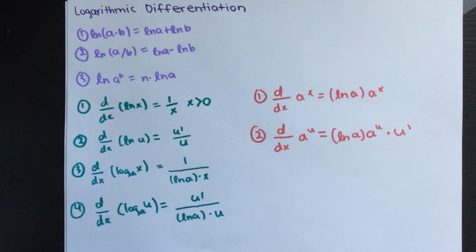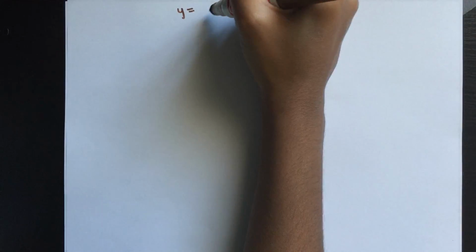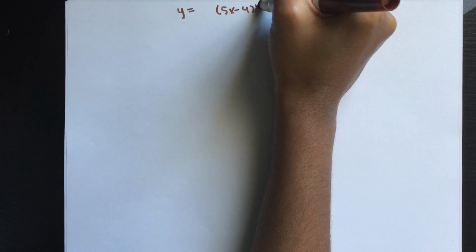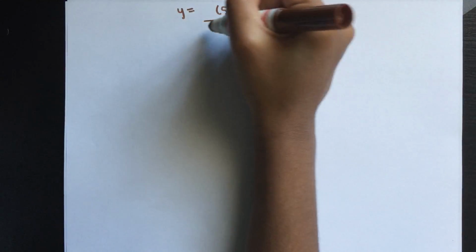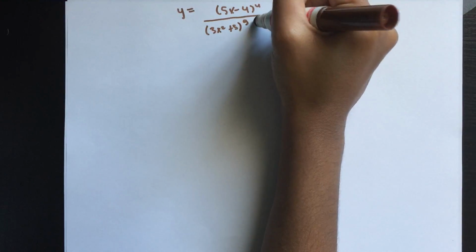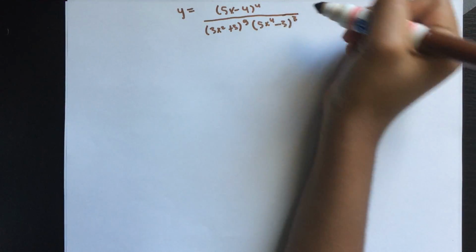So now I'm going to do a practice problem. I'm going to show you how I apply these rules to do that problem. The problem that we're going to do is y equals (5x minus 4) to the fourth, all over (3x squared plus 5) to the fifth times (5x to the fourth minus 3) cubed.